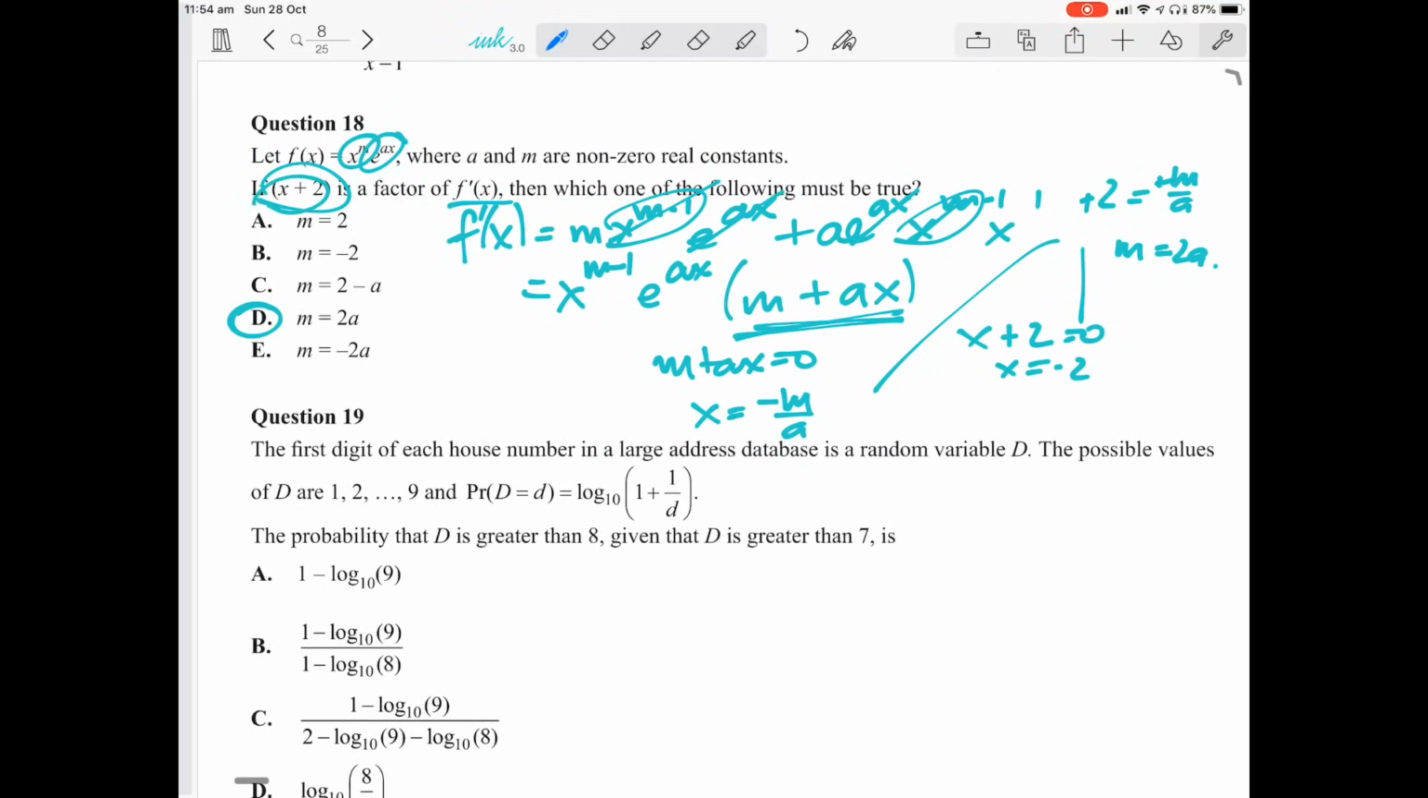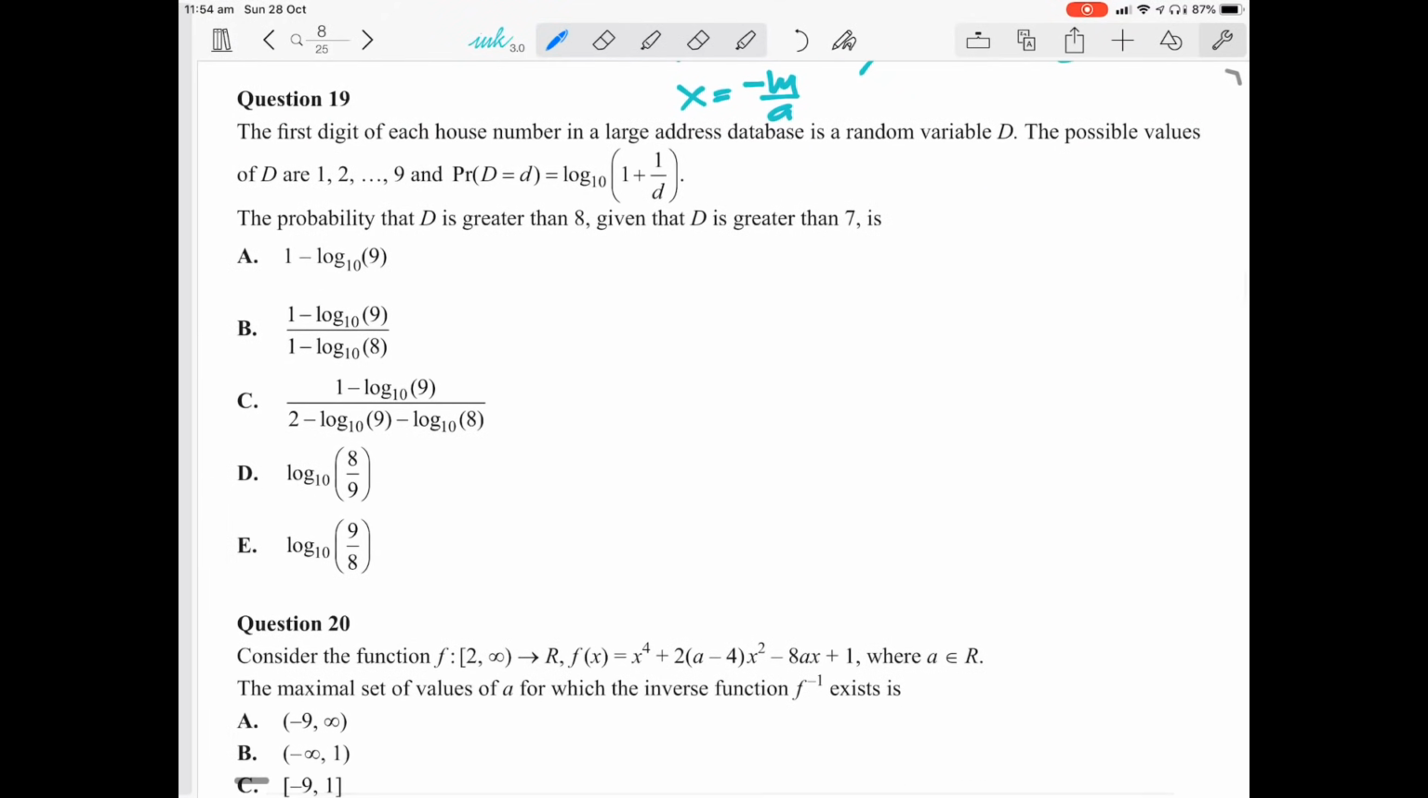Because if I've got a linear factor of that, it's also got to be a linear factor of my derivative, and that's not going to give me a linear factor, but this is.